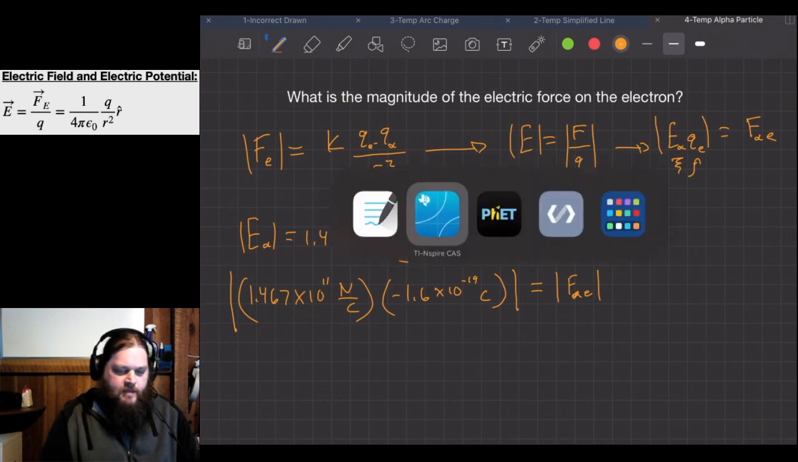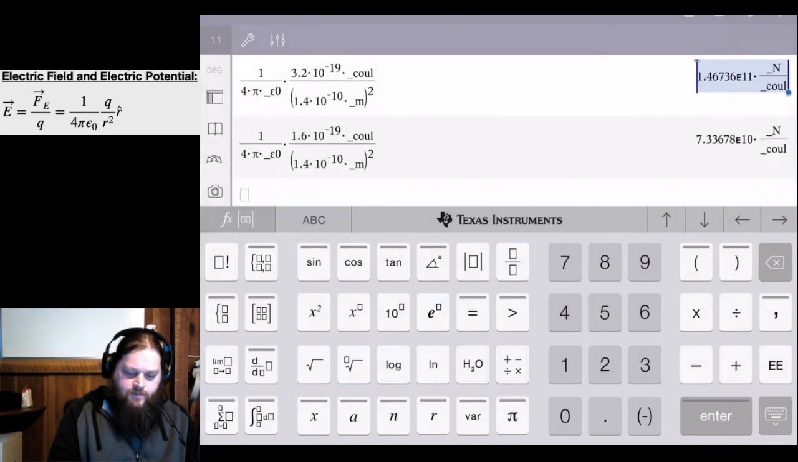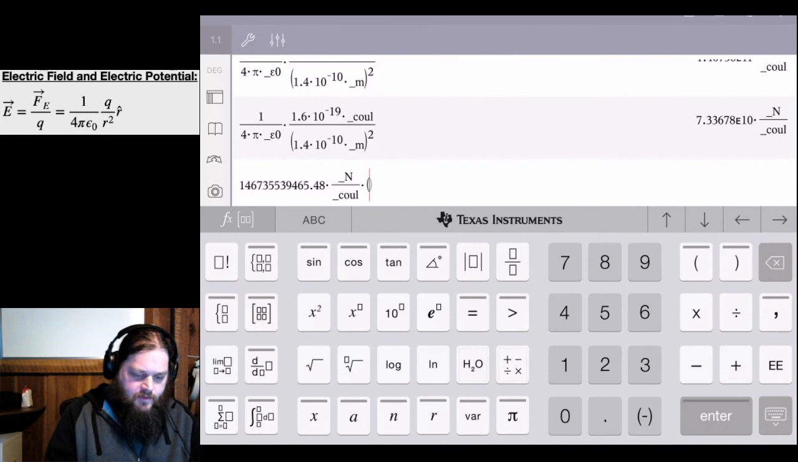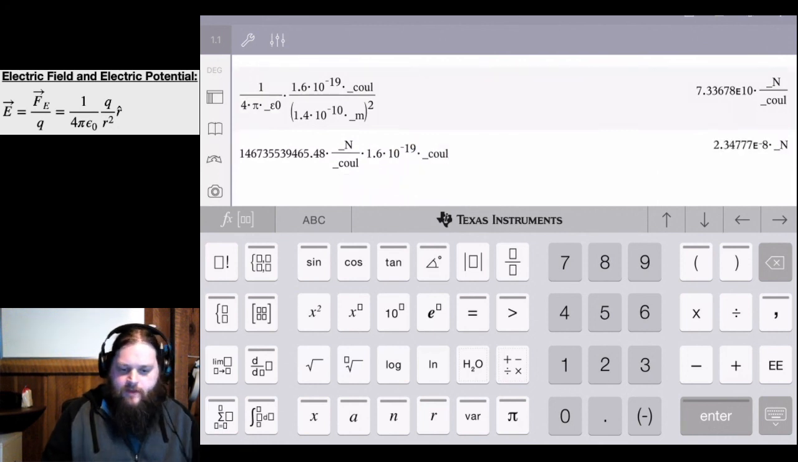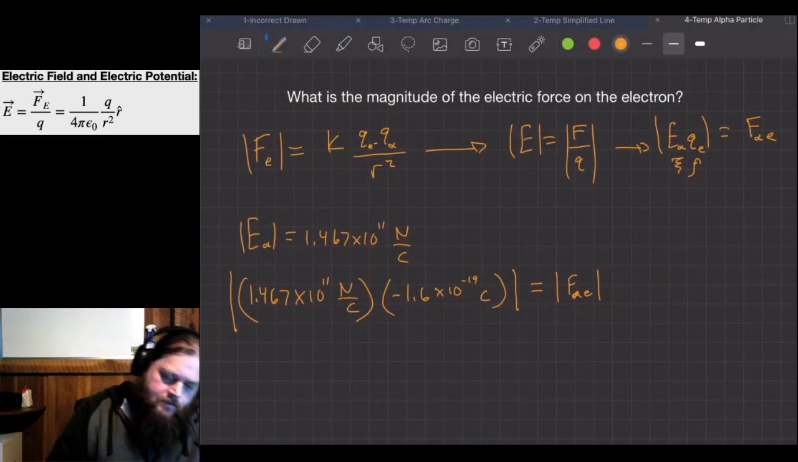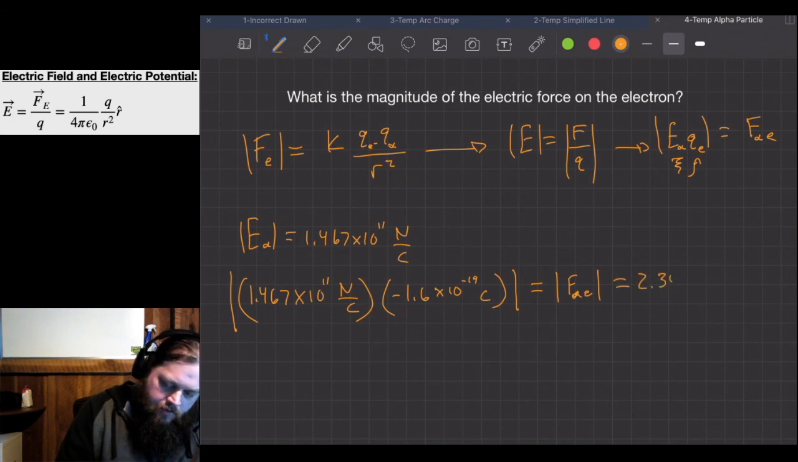So I can switch back to my trusty calculator, put in that value that I got for the magnitude of the electric field of the alpha particle on the electron, and I can just multiply that times 1.6 times 10 to the negative 19 coulombs, and it gives me 2.348 times 10 to the negative 8 newtons. So that's equal to 2.348 times 10 to the negative 8 newtons.